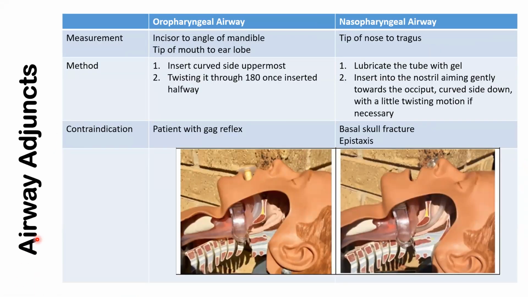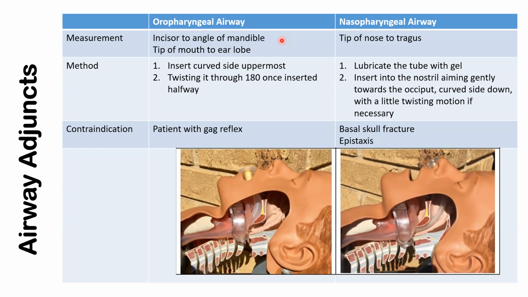Then we have the airway adjuncts. There are two types: the oropharyngeal airway and the nasopharyngeal airway. Based on the names, you know they are inserted into different regions. For the nasopharyngeal airway, you insert it into the nostril, while the oropharyngeal airway is inserted by the oral pathway.